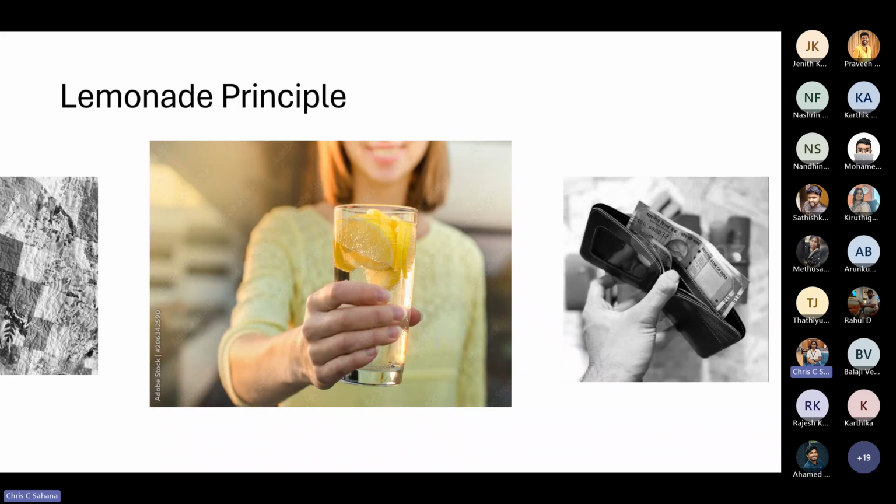Moving on to the last principle. We are all aware of this quote: when life gives you lemons, make lemonade. But what this principle says is don't just stop with lemonade. Make lemon cakes or make Greek lemon chicken or anything that is possible with a lemon.